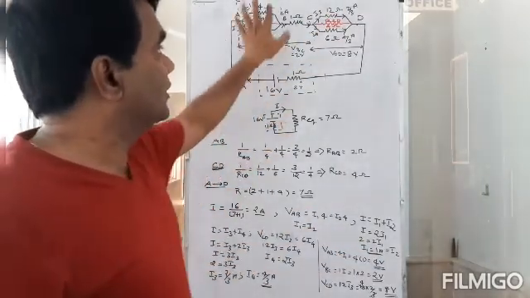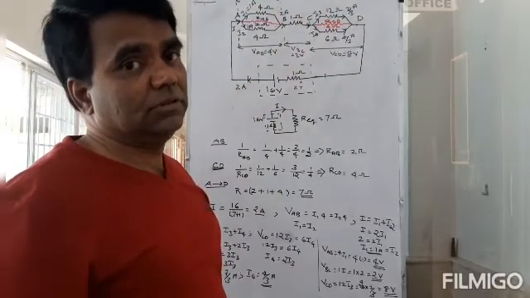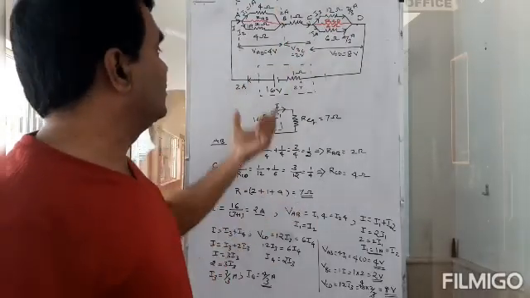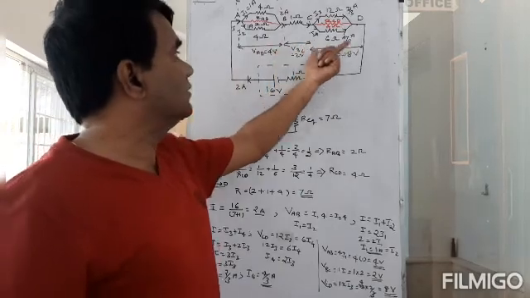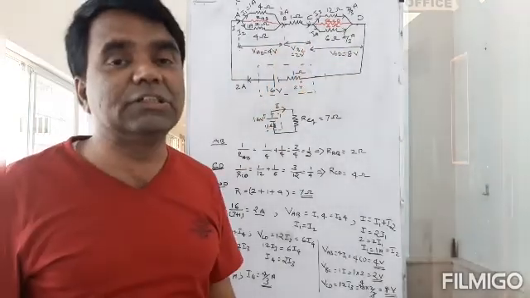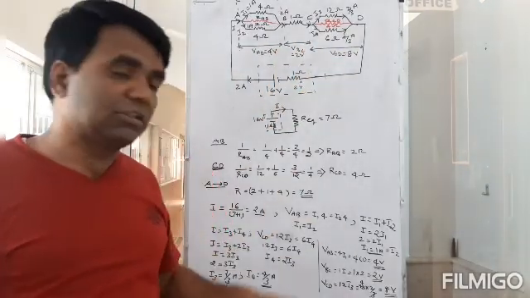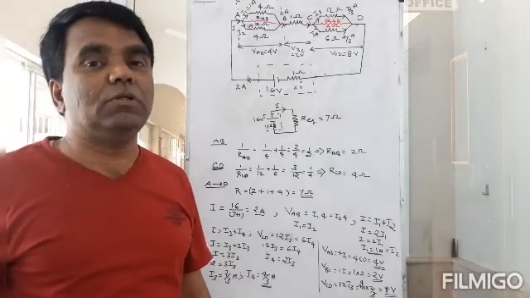Okay? And you find the current in the circuit. And then once you do that, you can find the voltage across the different points that I asked in the third part of the question. So this is how you do this problem. Hope it's clear to you.